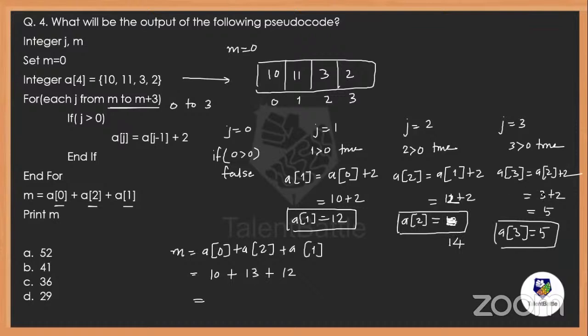And here also, I have to consider this a of 2 as 14. And 14 plus 2, this will be 16. So my a of 3 will become 16. And now you calculate the updated value. A of 0, 10. A of 2 is 14 plus a of 1 is 12. And that turns out to be 36. So the final answer is option C, 36.